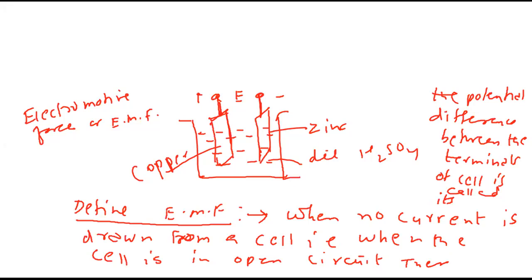When no current is drawn from the cell. No current drawn from the cell means when it is not connected, or called an open circuit. So when no current is drawn from the cell, that is when the cell is open circuit, then the potential difference between the terminals of the cell is called its electromotive force or EMF. Right, first definition.